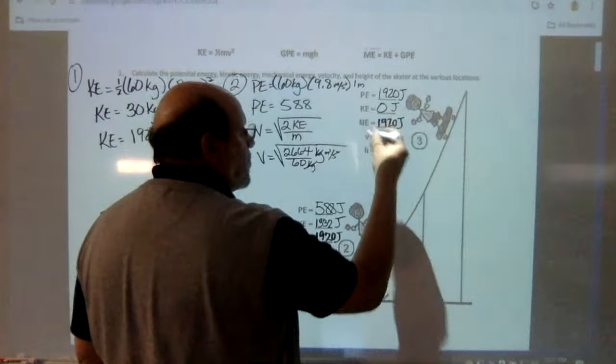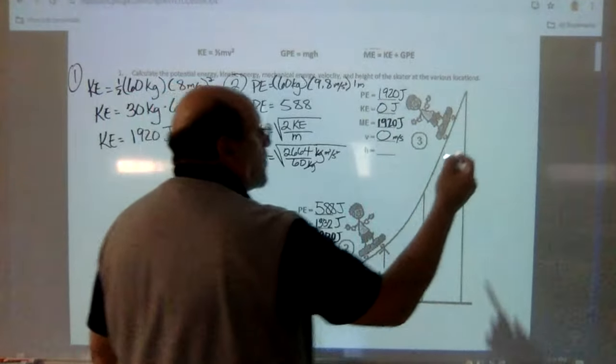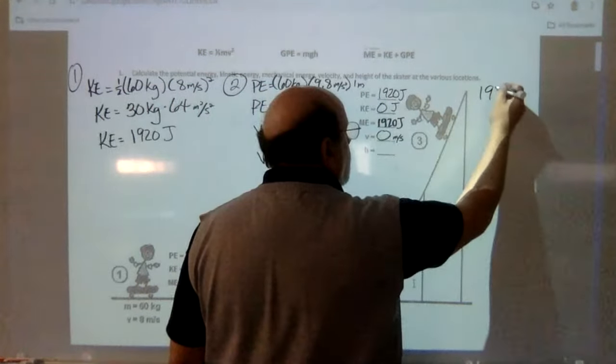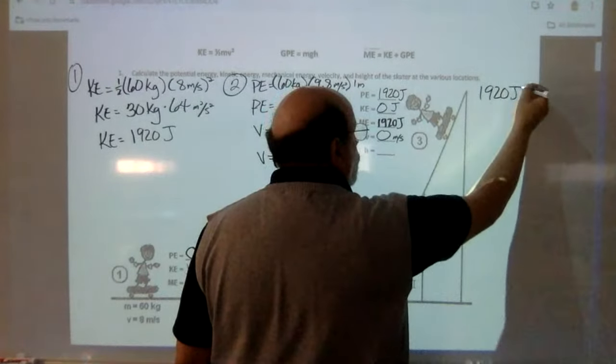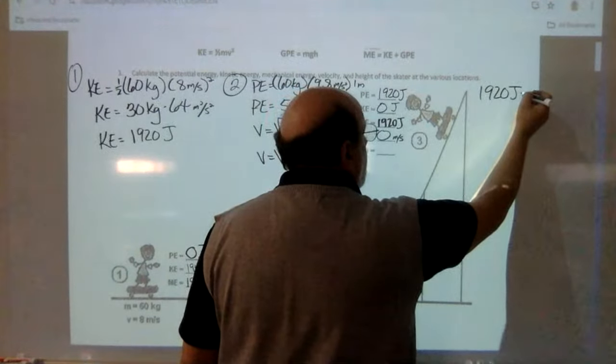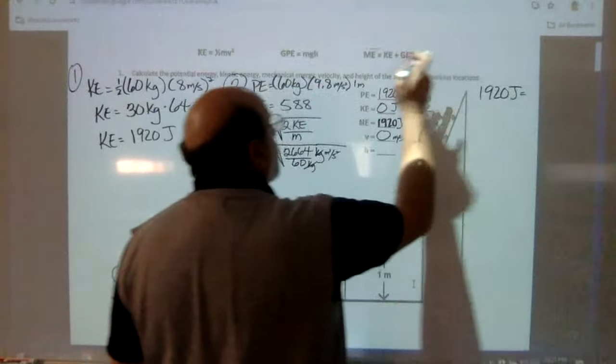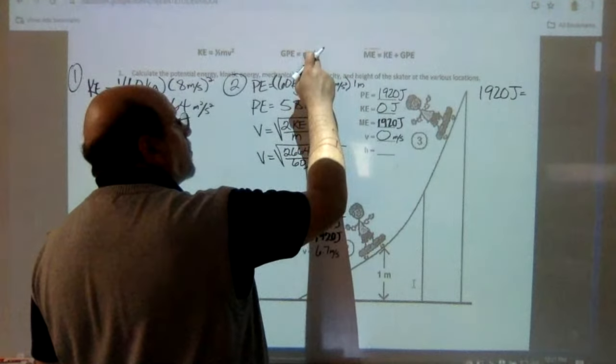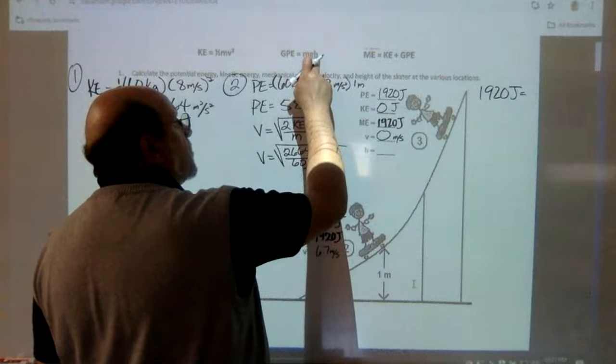Well, I take this 1920. So I'm going to say my potential energy, 1920 in joules, is equal to the mass times gravity times the height. So if I want to just solve for height, I divide both sides by mg. And we remember that mg is 588.